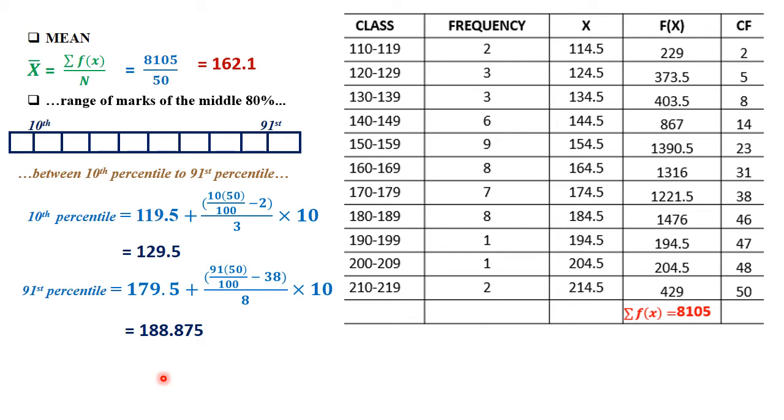So the question was, what is the range of marks which give us the middle 80% of all observations? So it will be somewhere between 129.5 and 188.875, and so this is the range of the middle 80%. It's a little tricky, but I hope you can follow. Again, the question there really uses the concept of percentiles a lot, and a student should have good mastery of that. Well, I think we need to move to the next thing.